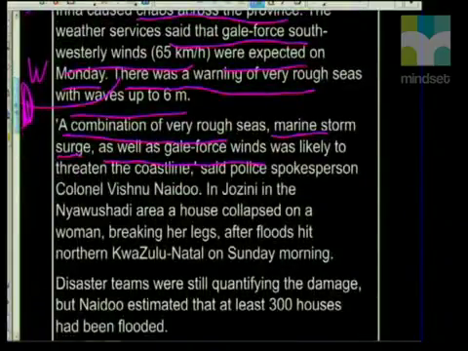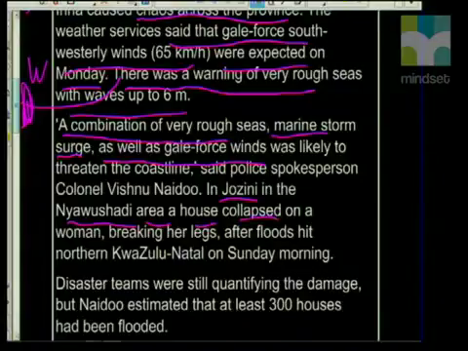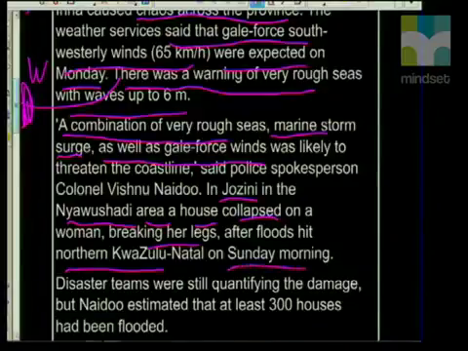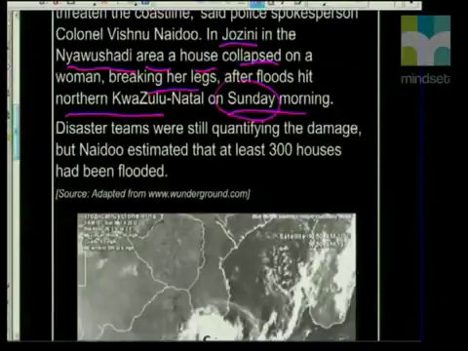Colonel Vishnu Naidu, those are the names of the people which we have to quote because it's a case study. Area household, the Josini, near Wanshadi, a house collapsed and a woman broke her legs, damaging people's health and hurting them. The KwaZulu-Natal floods hit on Sunday morning. Another problem here, learners: it was said that on Monday it will hit, but it hit on Sunday. Wrong warning, so it caused more destruction.